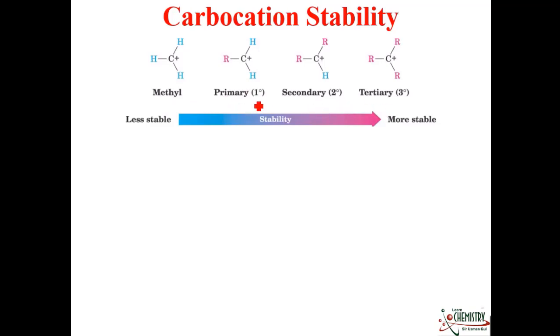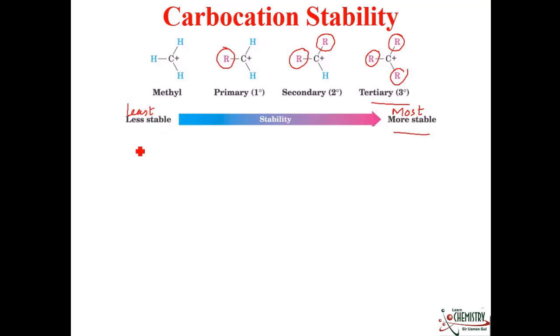We can easily identify that in primary there is only one substituent group attached to the carbocation. In secondary there are 2 carbon substituents or alkyl groups attached to the carbocation, and in tertiary there are 3. So it is very easy to identify primary, secondary and tertiary. Now we have to find the logic why tertiary carbocations are the most stable. But when we talk about the methyl carbocation, it is least stable. Now we have to find the reason for that.